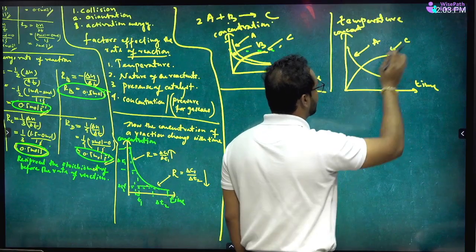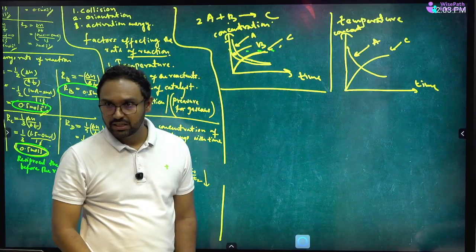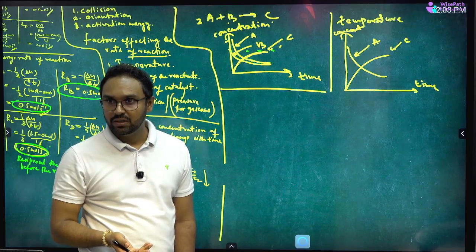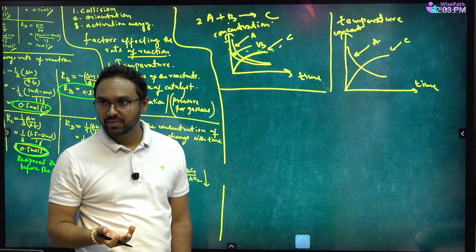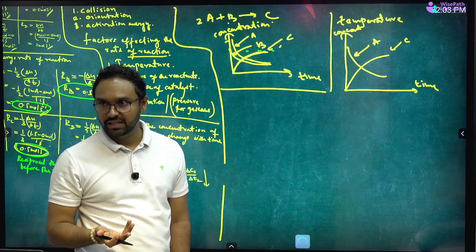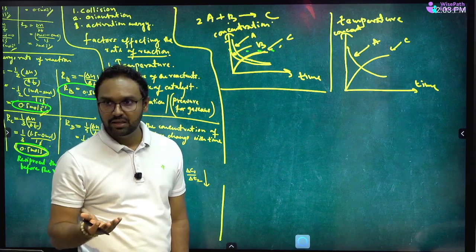This is C because it's the product rate. When you increase the temperature, the rate of reaction increases. How? Do the initial and final amounts change? No, right? The initial and final amounts don't change because it's the same initial amount and the same final amount.